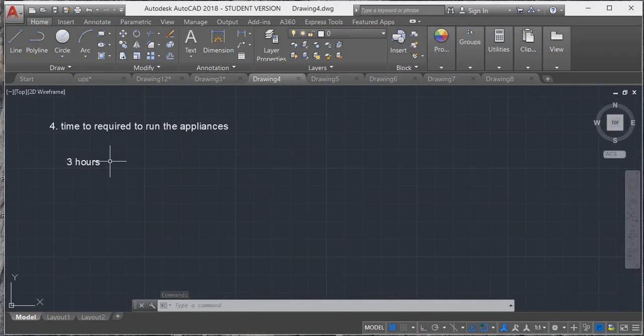Now the fourth step is the time required to run the appliance. You need to make a decision on how long you want your load to run. Some people consider 3 hours, some people consider 6 hours. Whatever it may be, it depends on your decision. Let us consider the load needs to run for time t equal to 3 hours.